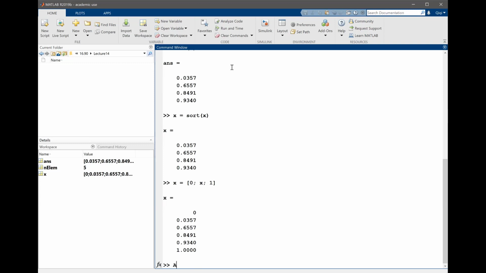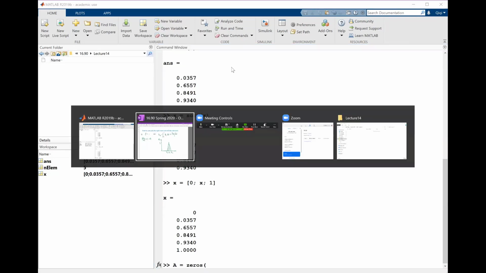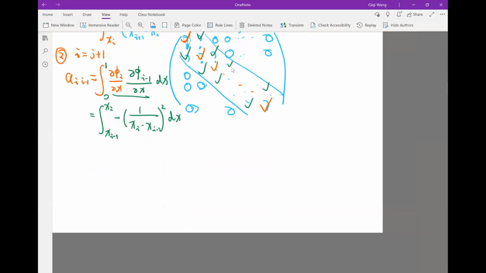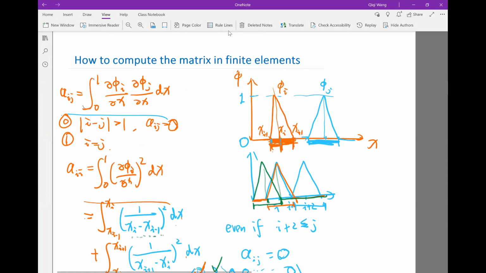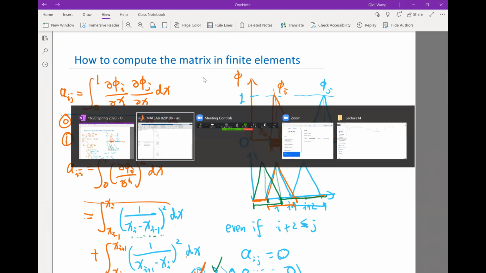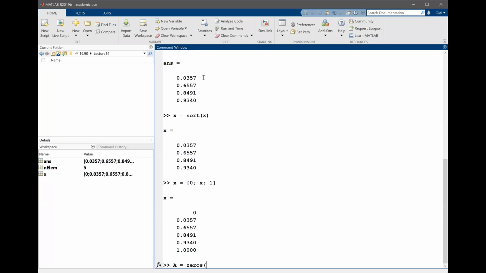So my matrix is going to be how big? Let's go back to where we derived our matrix. How big do we have a matrix? Or how many unknowns do we have? How many equations do we have? N minus 1, so 4.